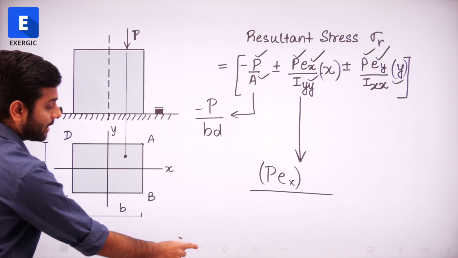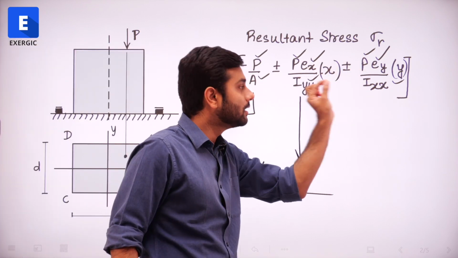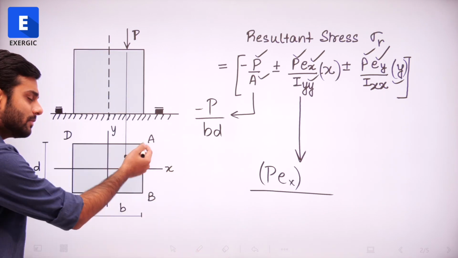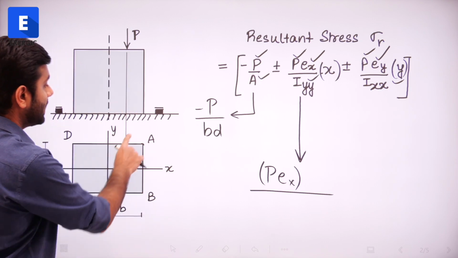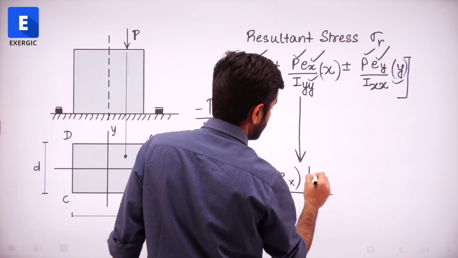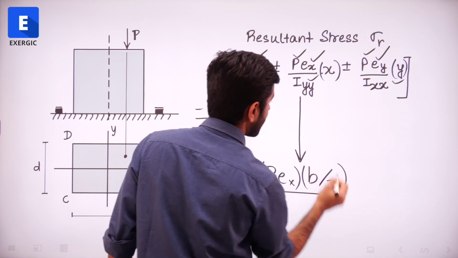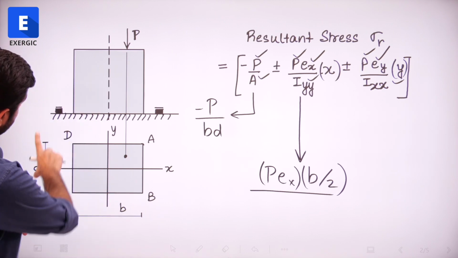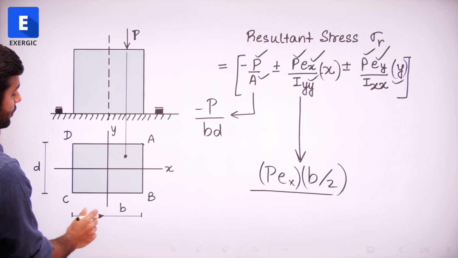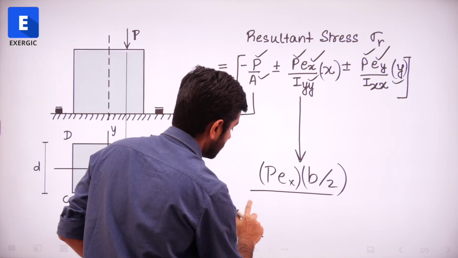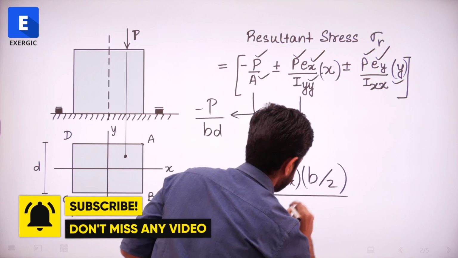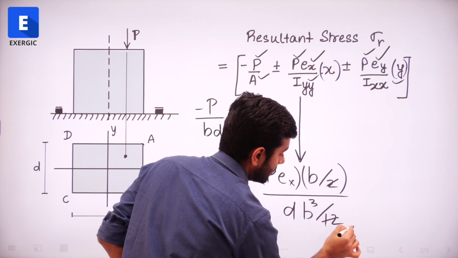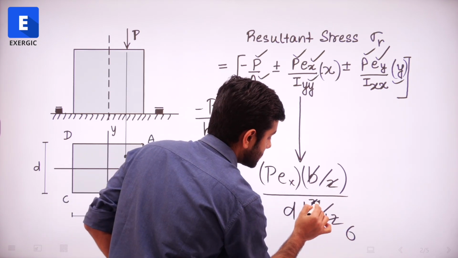So the point here is that these values you have to plug in according to the point at which you want to find out the stress. For example, I'm trying to find out the stress at point A, suppose. So at A, X is B by 2. So this value is going to be B divided by 2. And IYY is about this line, so it's going to be DB cube by 12, right? I about YY axis is going to be DB cube divided by 12. So let me write it as D and B cube divided by 12. Now this 2 will cancel out this 12 and give 6. This B will cancel out this and give B square.